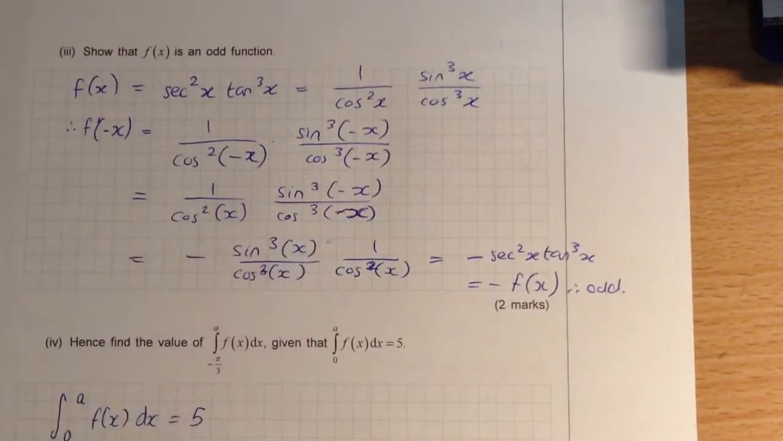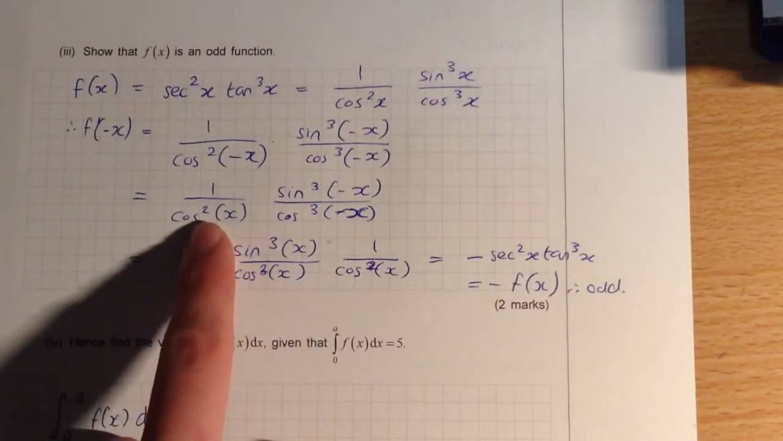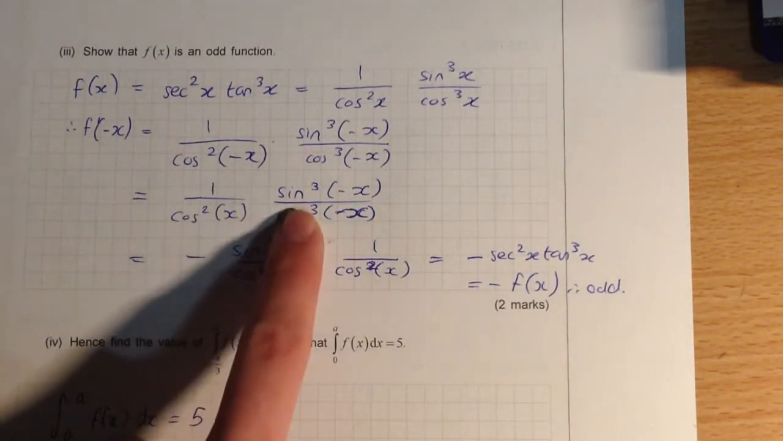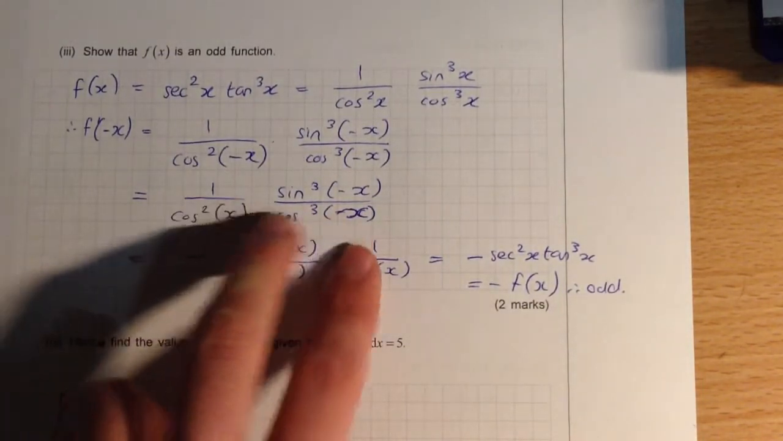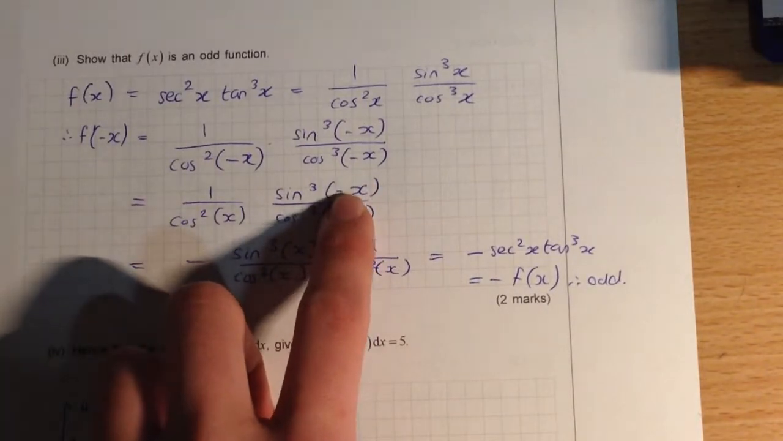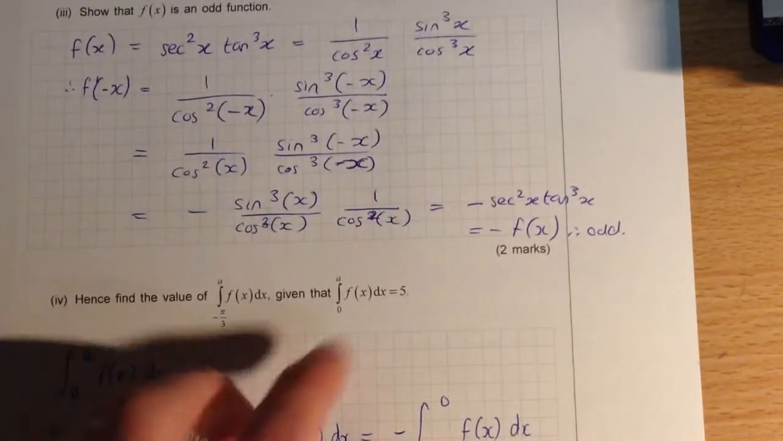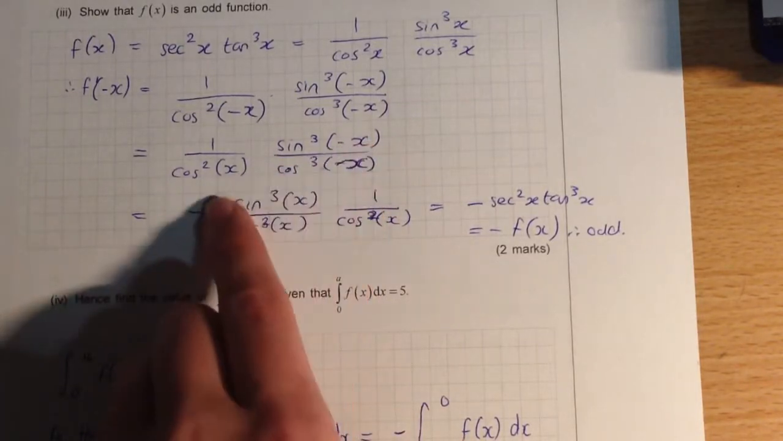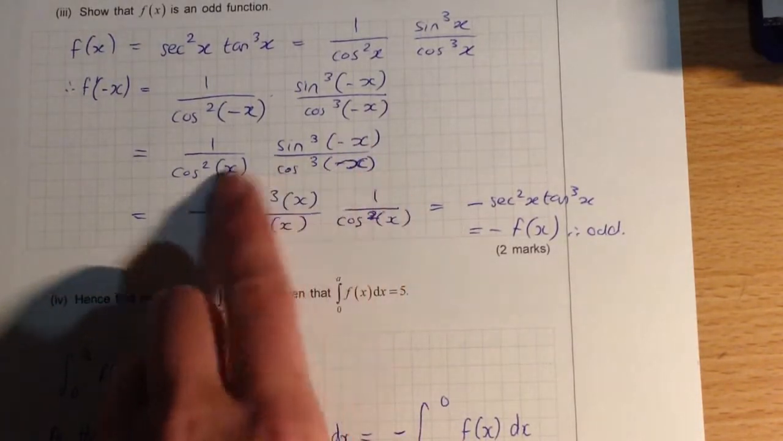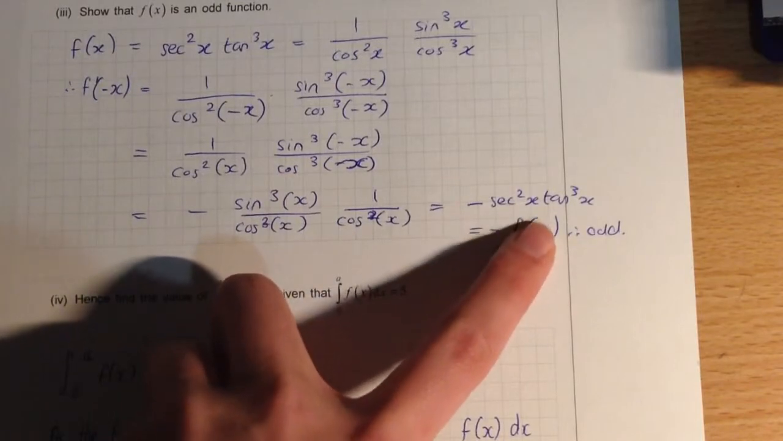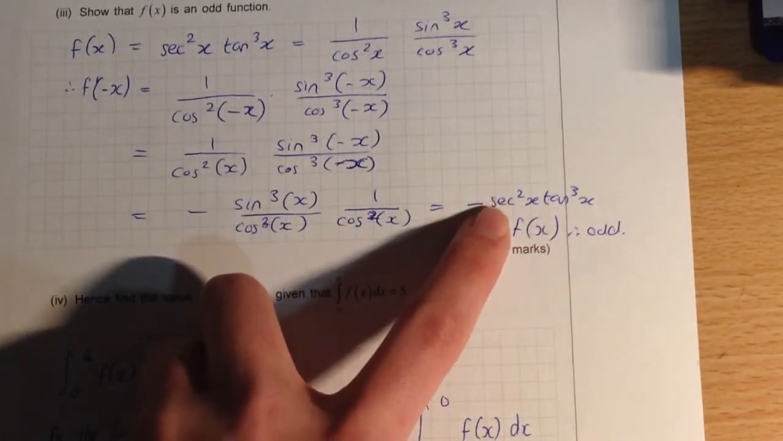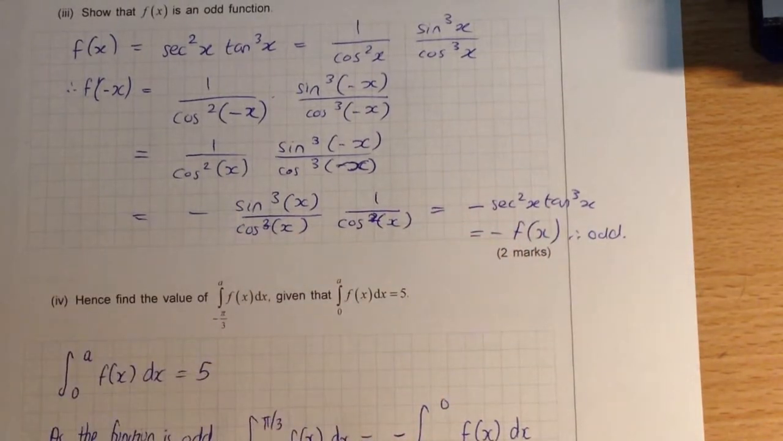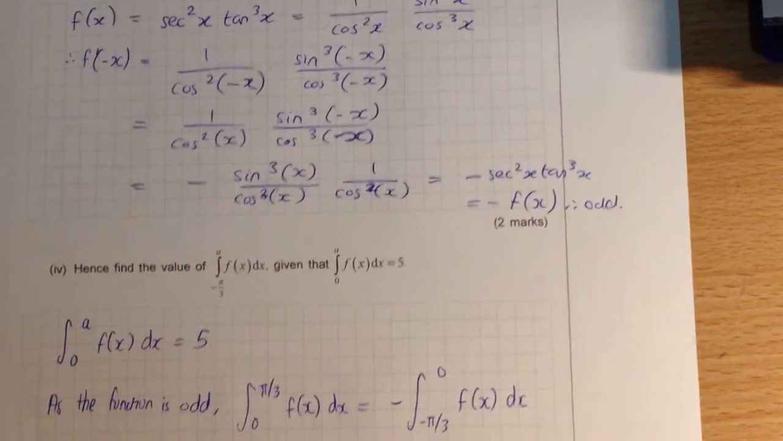We put negative x in, and we know that cosine is an even function, so we can rewrite those two, but sine is odd. So as a result of sine being odd, we're still going to have a negative there, so those two are the same, but that one's not, so we're going to end up with a negative in front of our original expression, or negative f of x. So because we end up with negative sec squared x tan cubed x, the function is overall odd because we end up with the negative result.